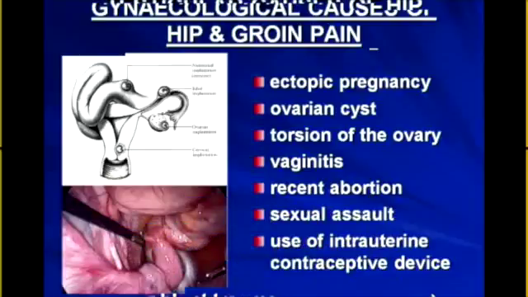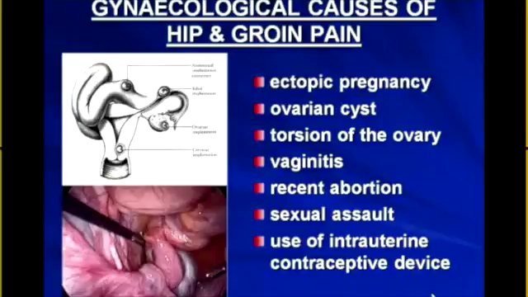Females also have their causes of hip and groin pain, so certainly an ectopic pregnancy, which is where the egg implants itself rather than in the uterus, but in the fallopian tube. Cysts could form in this area due to friction and rubbing. There can be a twisting, and that's what this bottom diagram is showing, a twisting of the ovary. There could be inflammation of the vagina, again from infection or from irritation. There could be a recent abortion.